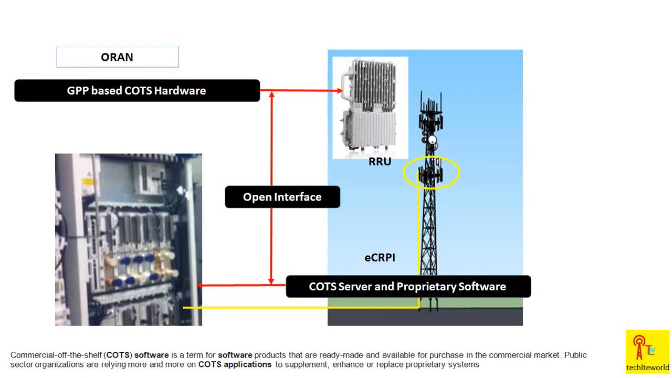If we understand this structure, my BBU is being split into CU and DU, and my radio unit is based on GPP COTS hardware. So this is what has been done to minimize the latency and to get flexibility. And first of all, why it is done is because of the capex also.